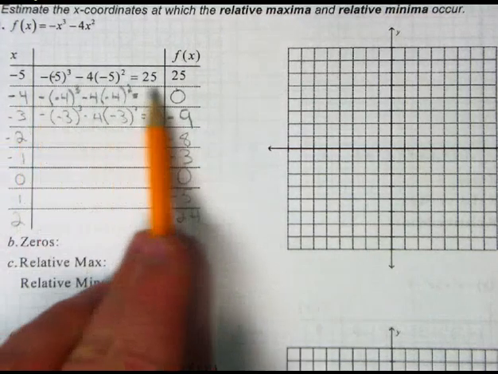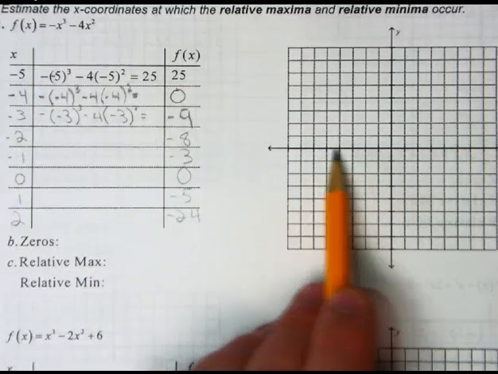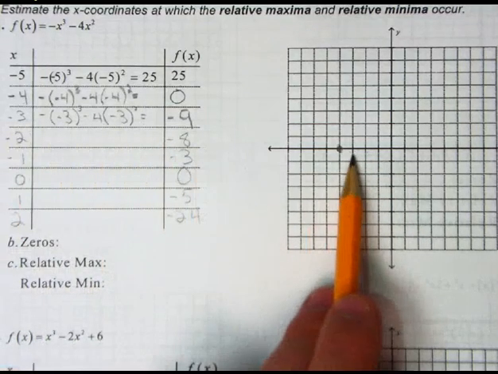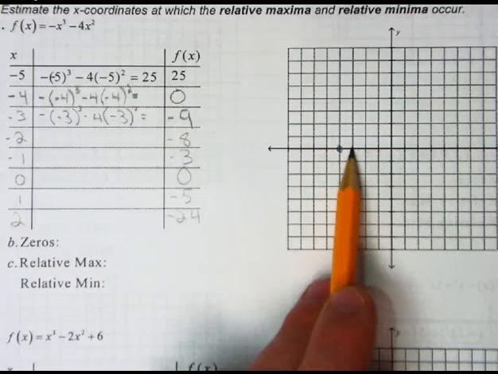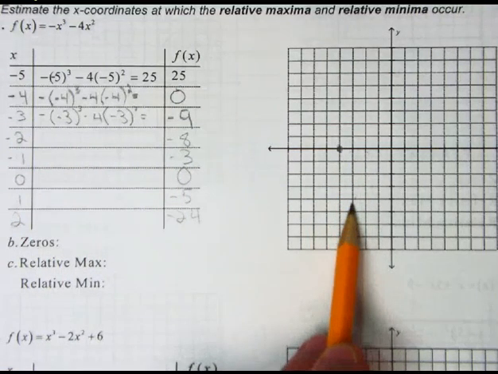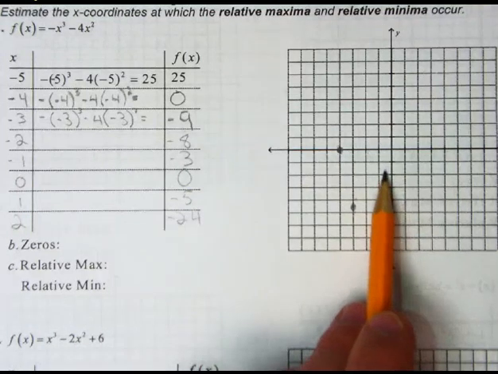We won't be able to graph -5, 25, but -4, 0 would be, let's see, 1, 2, 3, 4. -3, -9. So we can go -3 right here, then 2, 4, 6, 8, 10. So it's between -8 and -10 right there in the middle. And then we have -1, -3. Is that correct? Okay. So -1 and -3 would be right here.